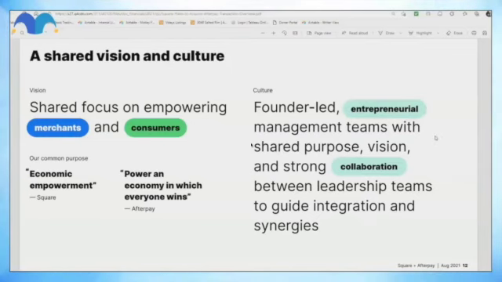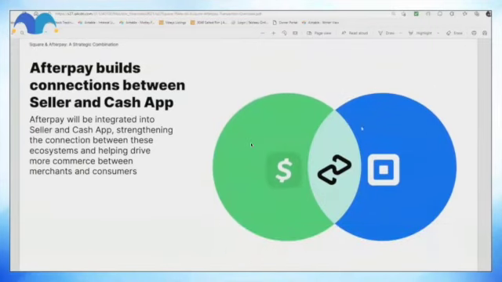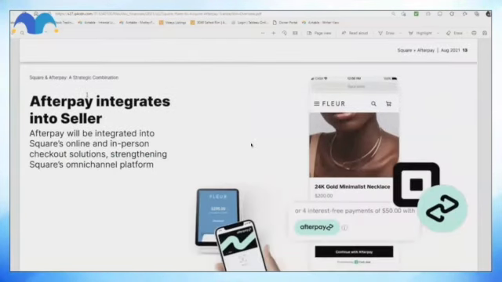It's not that specific. They mentioned they want to integrate it in both the seller and Cash App ecosystems. They want to allow Square sellers to facilitate buy now, pay later plans. They want to let Afterpay users access their accounts through the Cash App, which is a smart strategic move, because then it shows them all the other Cash App features that they could use. A couple more things I wanted to mention here.